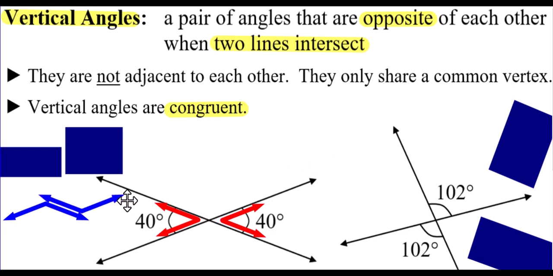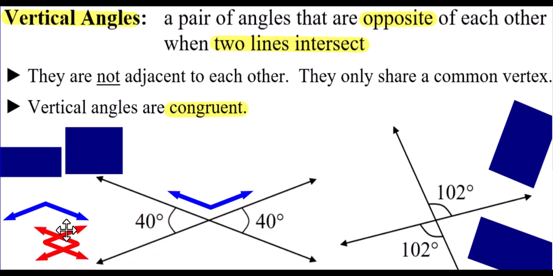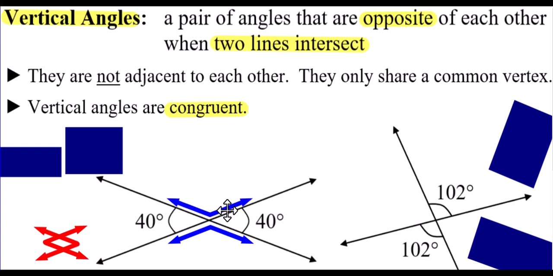So on this drawing, there's actually another pair. If I can move these red angles out of the way. The one that opens up and the one that opens down, they are also a pair of vertical angles, and they would also be congruent. They would actually measure 140 degrees. How do I know it's 140? You'll see why when I get down to the one called supplementary angles, coming up later.